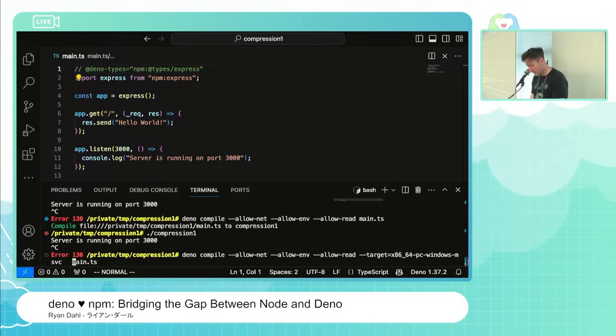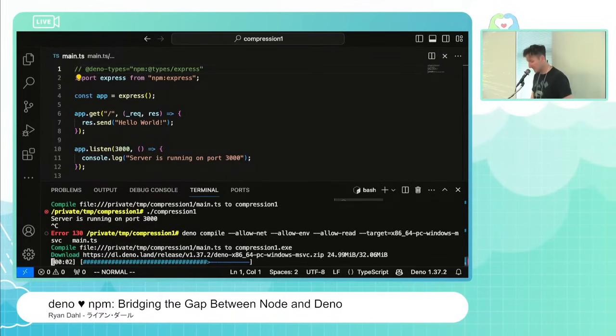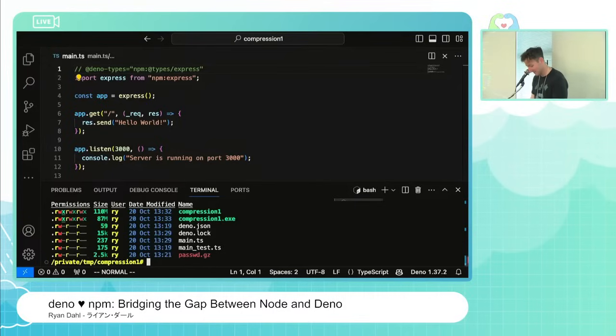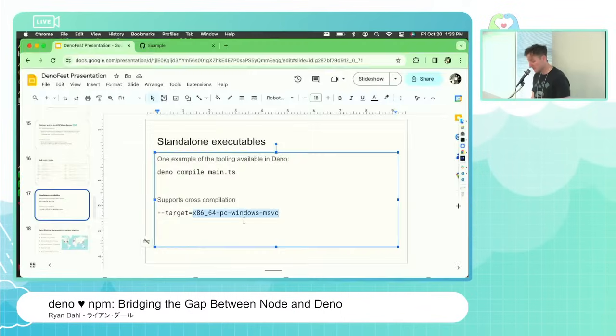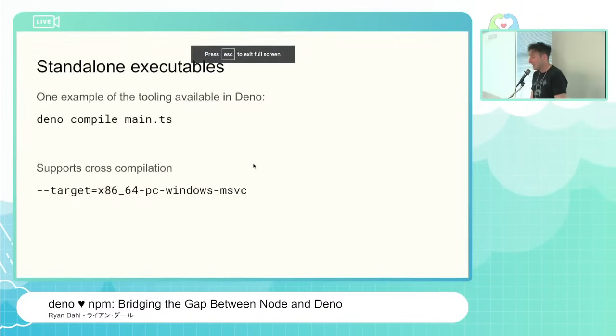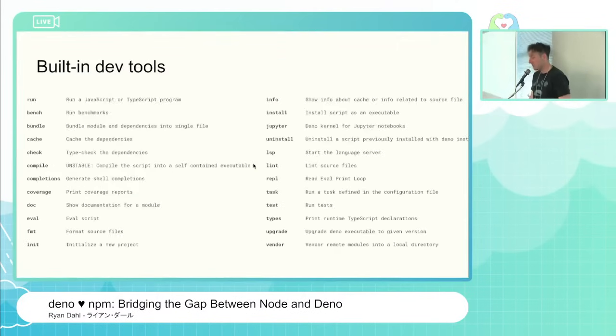And what this does is it downloads one thing and outputs my compression1.exe. I can't run it on this computer. This is not a Windows computer, but you can upload this to a Windows computer, and now you have that same program, Express, included in there. So yeah, I mentioned that as one example of one of the many tools available in this Deno binary.